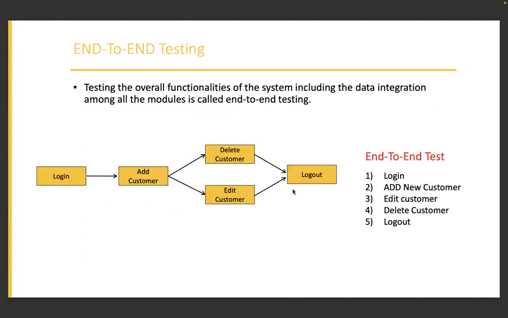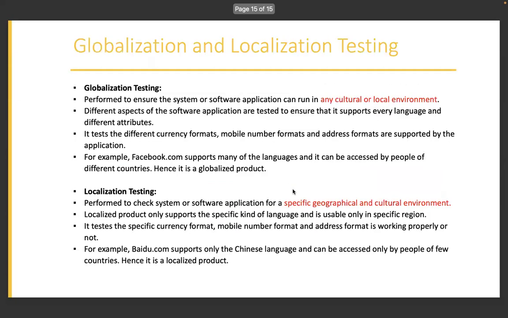Then we have, guys, end-to-end testing. End-to-end testing means you are trying to validate the complete end-to-end functionality, starting from login, add customer, delete customer, edit customer, and logout. This comes under end-to-end testing. So the integration between all the modules should be perfect, and based on that only will you be able to perform end-to-end testing.